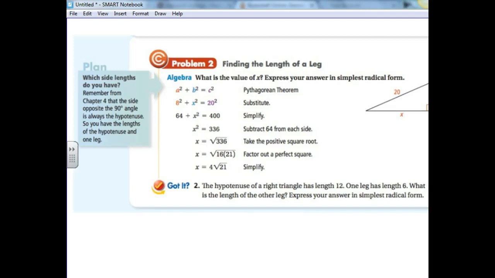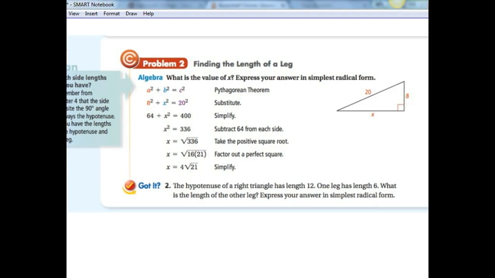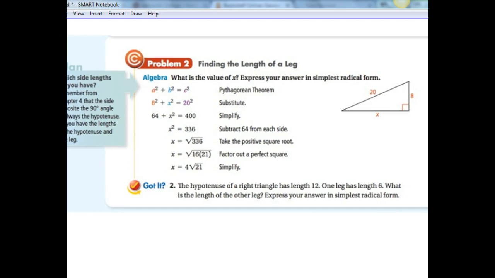Hello, we are looking at problem 2 on page 492 of your Geometry Part 2 textbook. This is lesson 8.1. This particular problem is getting us to find the length of a missing side using the Pythagorean theorem. Now, if you'll remember, in basic concept, the Pythagorean theorem is a squared plus b squared equals c squared.